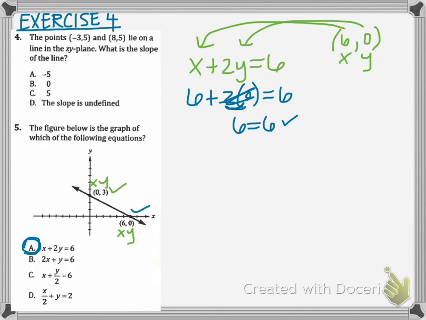Now if A didn't work, I would go to the next one. I have to make sure that both points make the equation true. Because let's say I just know that this point works in the second equation. Well, that doesn't mean the line couldn't look like this, right? It could have that point, but we need to make sure it also has this point. So you need to try both points in each one. That's probably the quickest way for these. So the answer to this one was A.